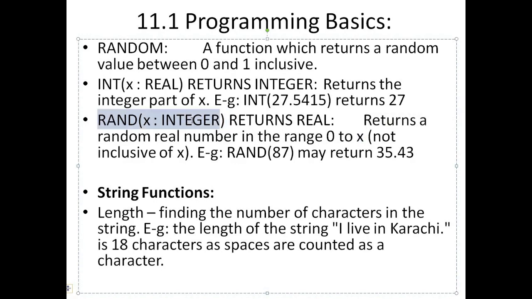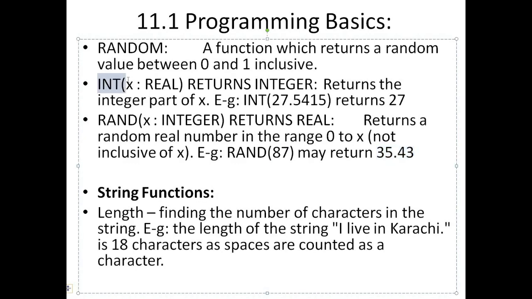X means whatever number you write in the parentheses as the argument, but not including that value. For example, rand 87 would generate a random number between 0 and 86.9999, but it would never return you 87. It can return anything between 0 and 87, something like 35.43 and so on.